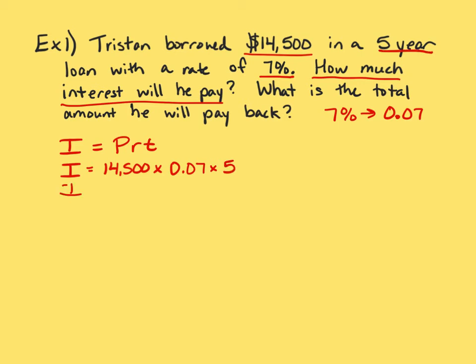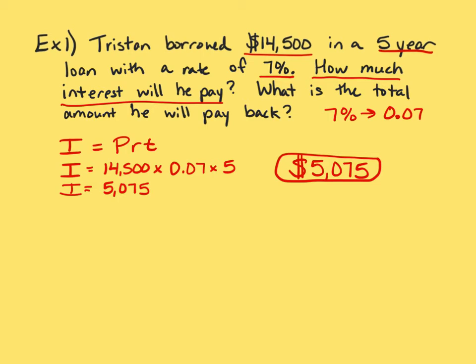So now we just multiply those values together, and you can use a calculator. After typing in a calculator, we get $5,075. So the amount of money that he's charged in interest is $5,075. So this is the money he's charged just to have a loan.